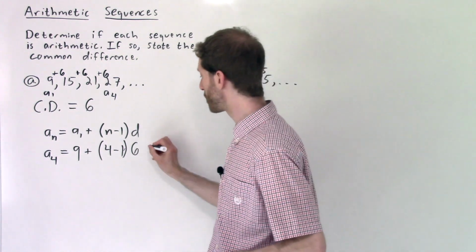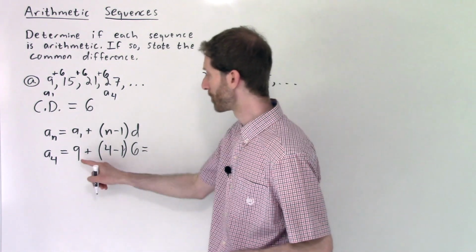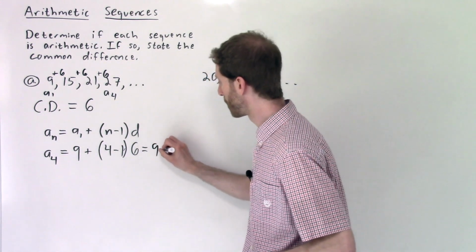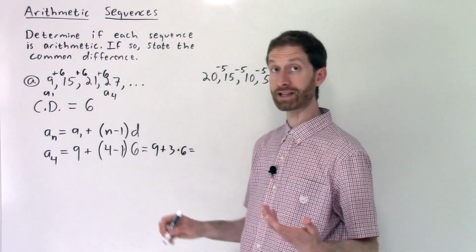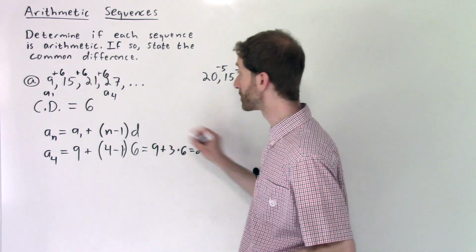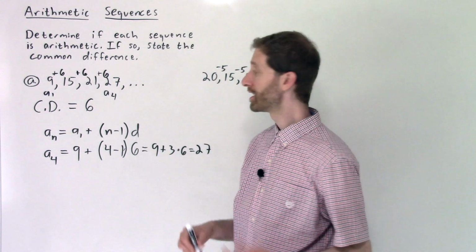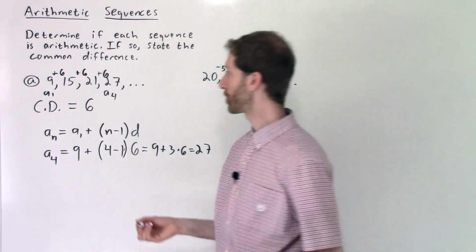So we'll see here that we get the fourth term out, which is pretty cool. 9 plus 3 times 6. And that's going to be 9 plus 18, which is 27, which indeed is the fourth term. Nice. So how do we get, let's say, the 51st term?